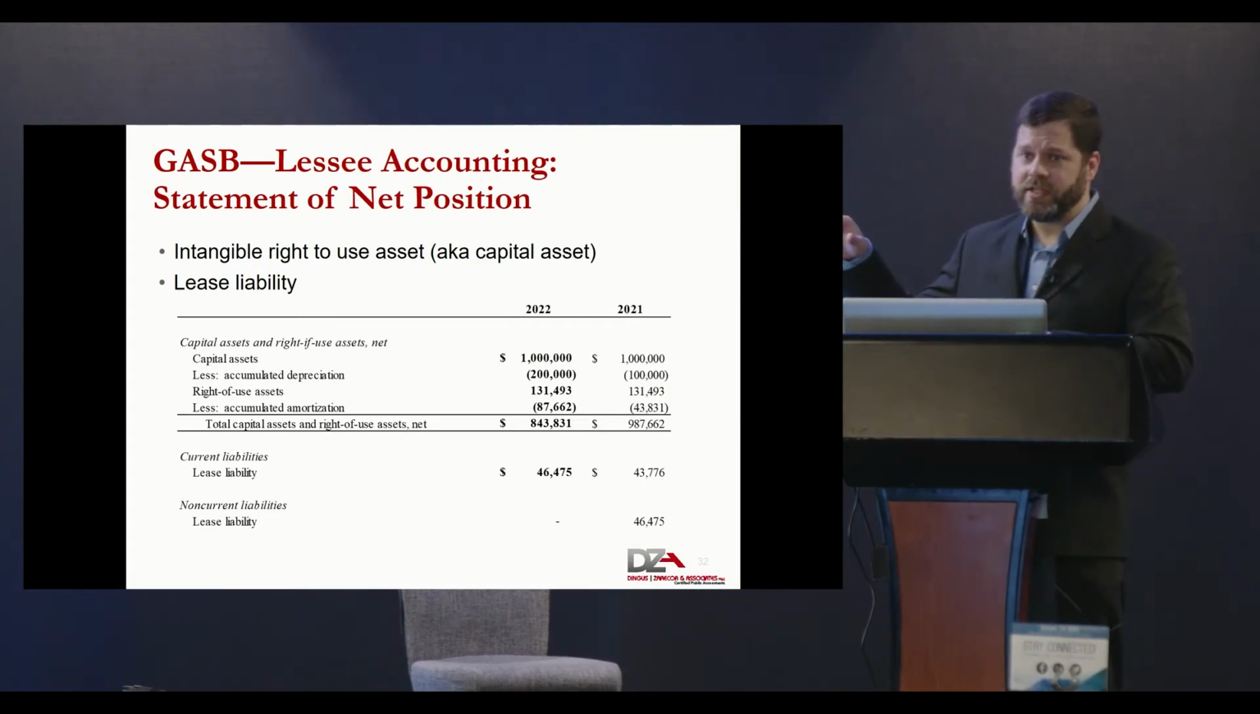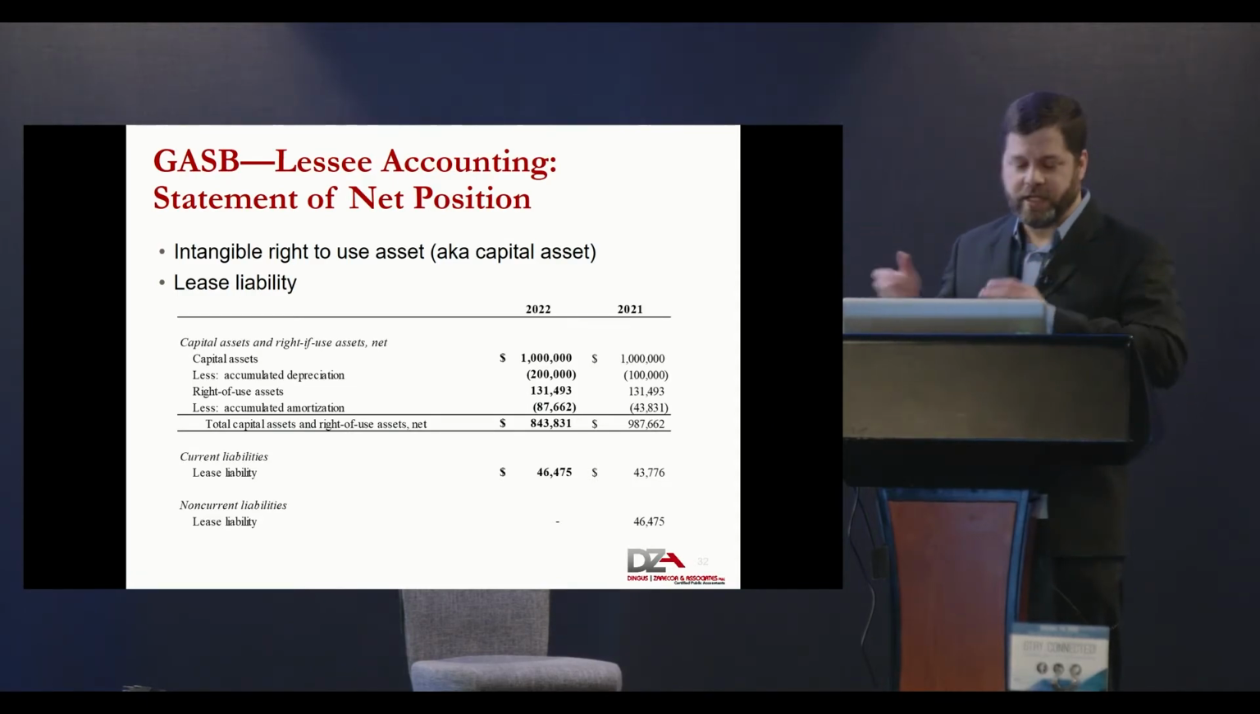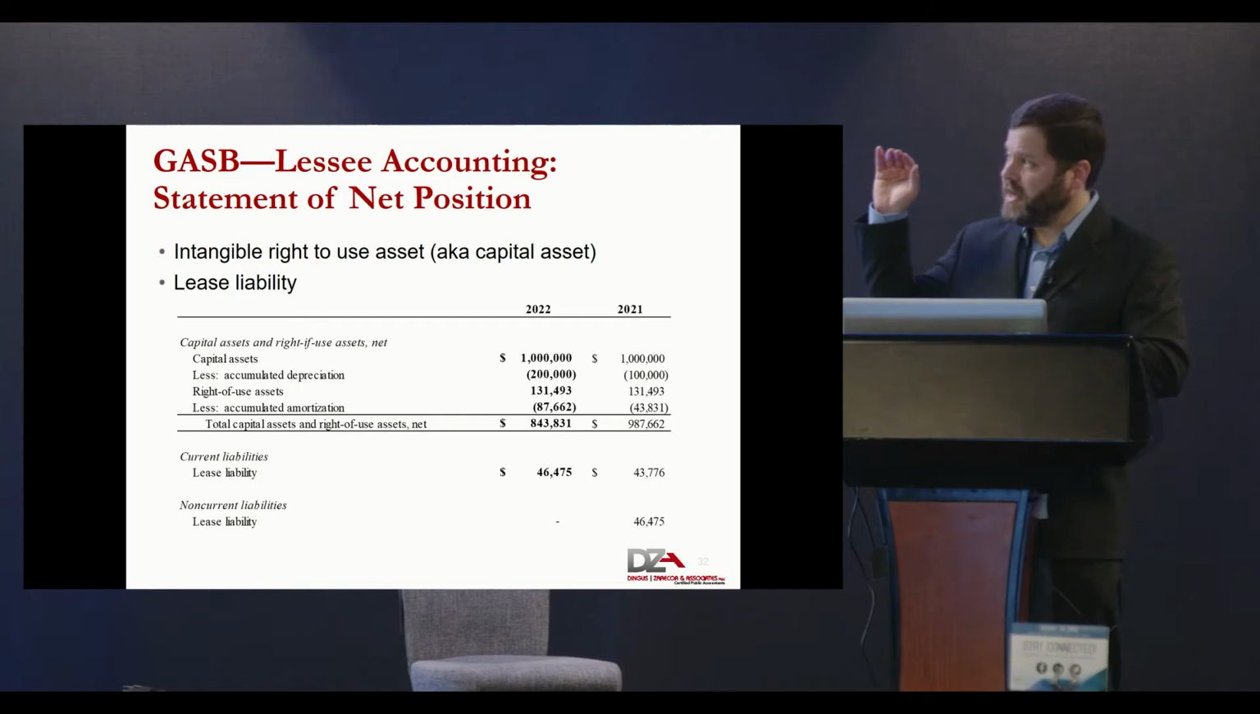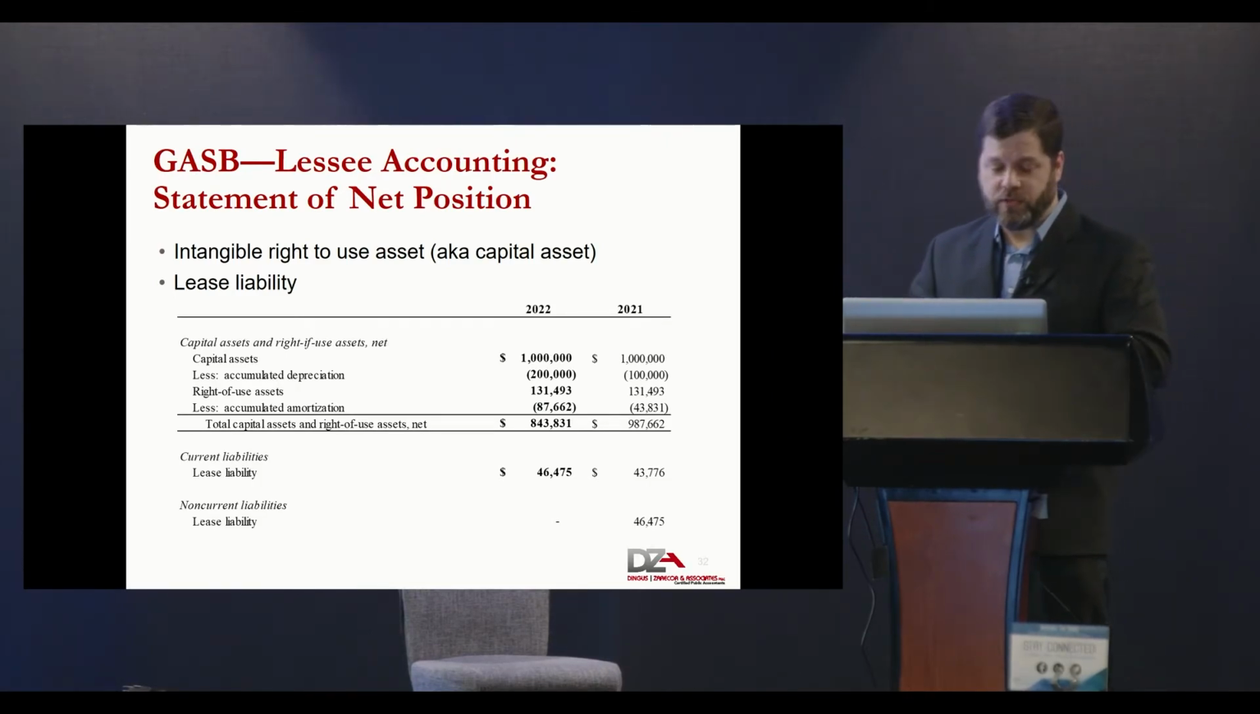And then in the liability section, as I mentioned before, you will split up the current portion of the liability and the long-term portion. And so that's going to create that difference between the assets where it's all in non-current and the liabilities where you are splitting those up.